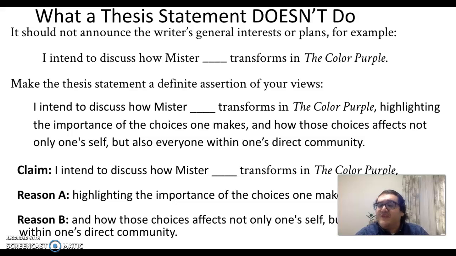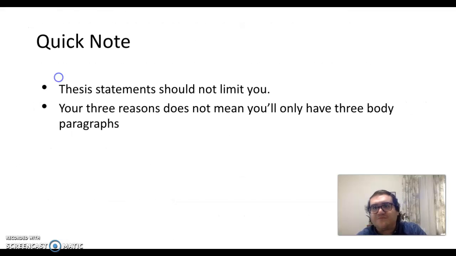Right? So now we know what our main idea is, discussing how Mr. transforms, but why are we discussing that? Well, reason A and reason B support why we're discussing our claim. We're discussing how Mr. transforms to examine how his choices impact himself as an individual, and lastly, how those choices impact the community as well. So quick note, thesis statements should not limit you. Your 3 reasons does not mean you only have 3 body paragraphs.